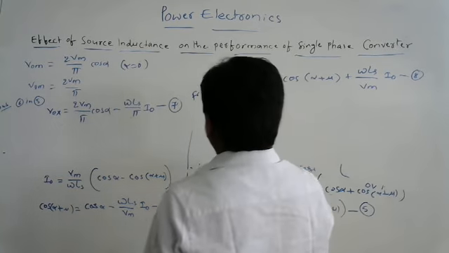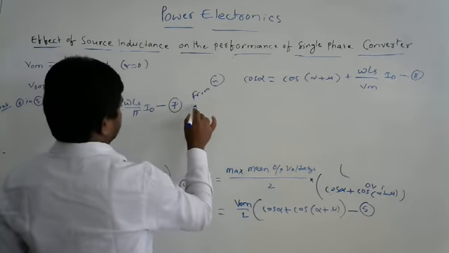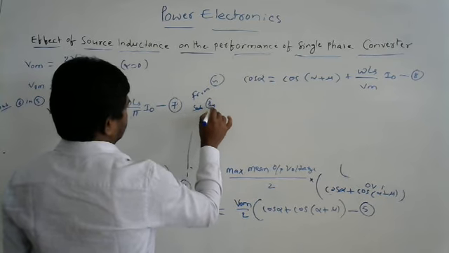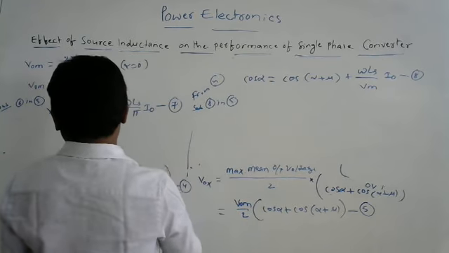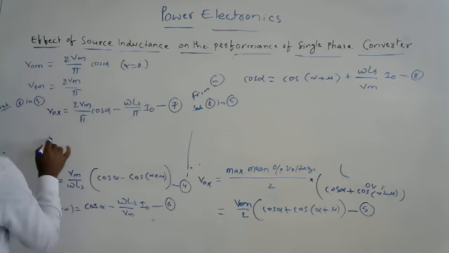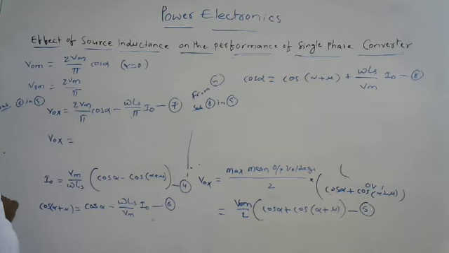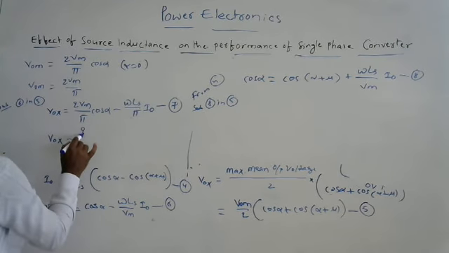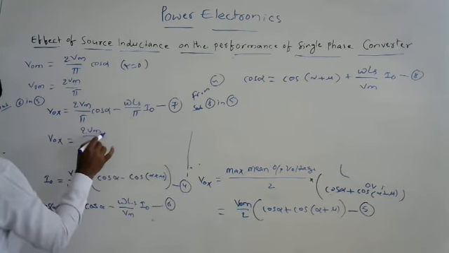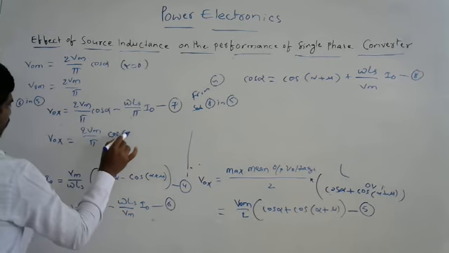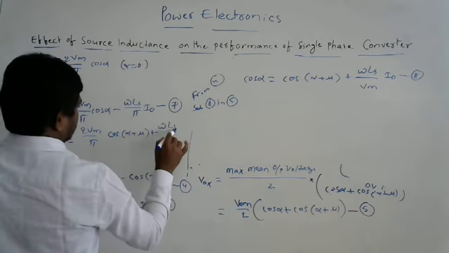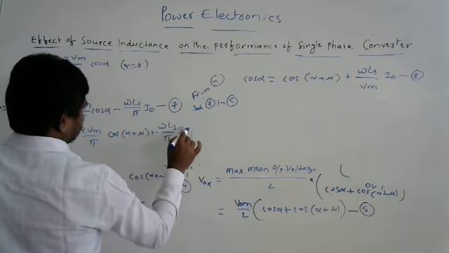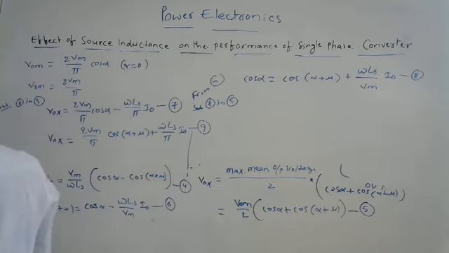I am calling. You substitute 8 in 5. You will get V naught x equal to 2Vm upon pi into cos alpha plus mu, plus omega Ls upon pi I naught. This is equation number 9. So equation number 7 and equation number 9, both are very important here.